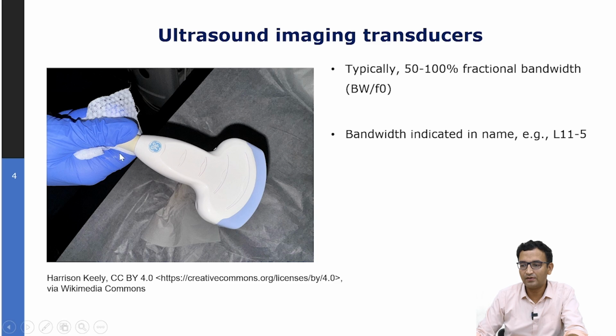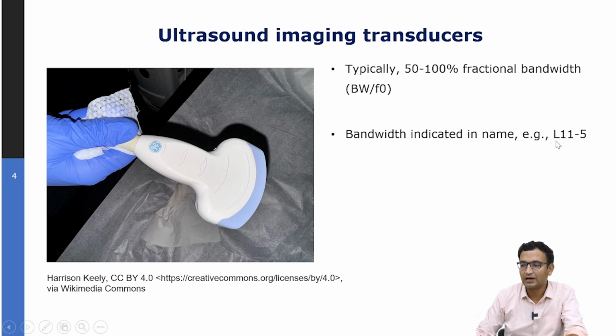So this is a typical ultrasound transducer. From its aperture, you can see that it's a curvilinear array. Typically, these transducers have an operational bandwidth of 50 to 100%. This is a fractional bandwidth. The fractional bandwidth refers to the full width half maximum bandwidth, or the 3 dB bandwidth, divided by the center frequency. So say if the center frequency is 4 megahertz and the bandwidth is 2 megahertz, then the fractional bandwidth would be 50%.